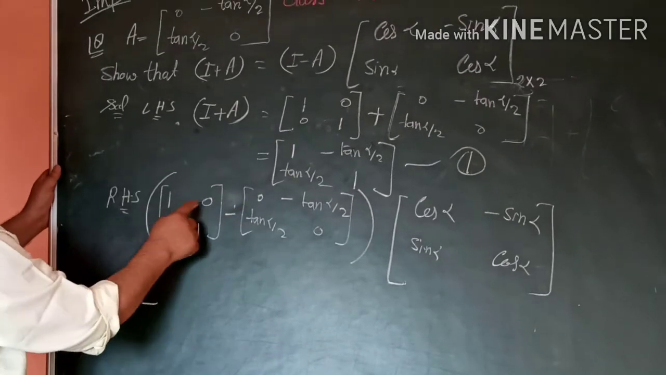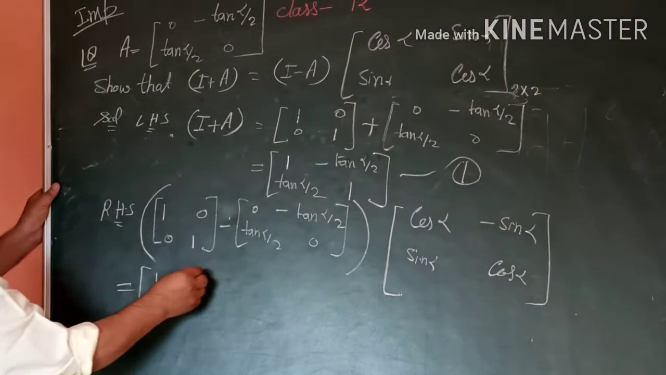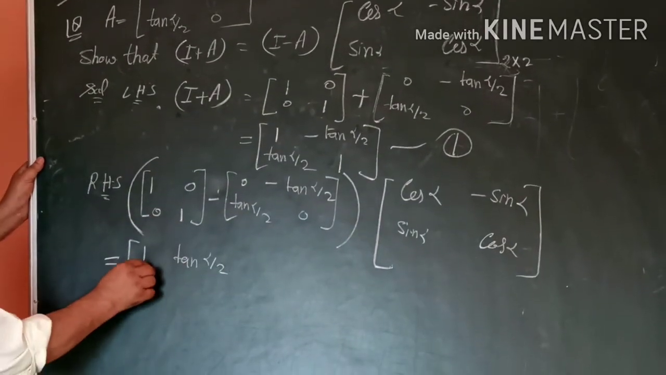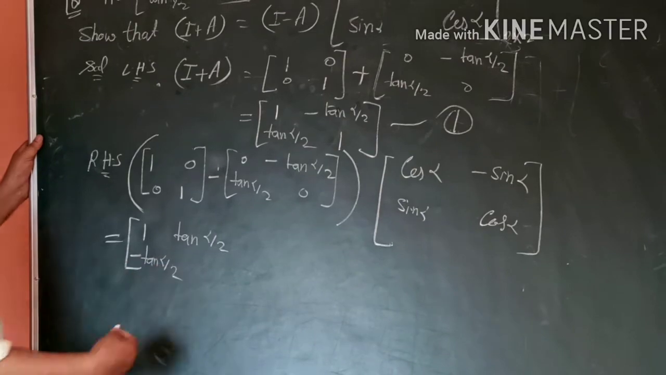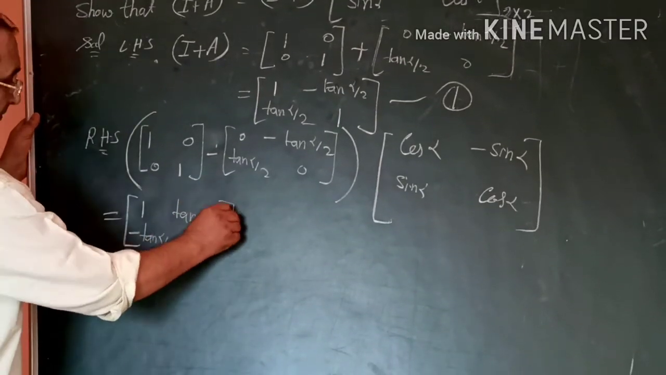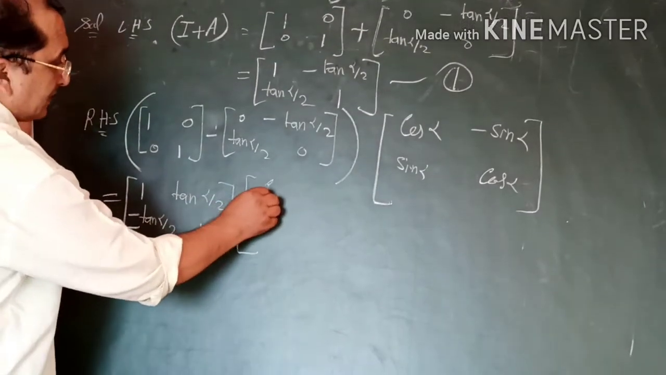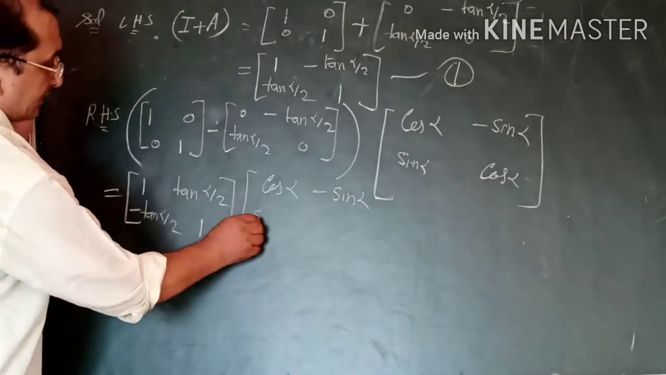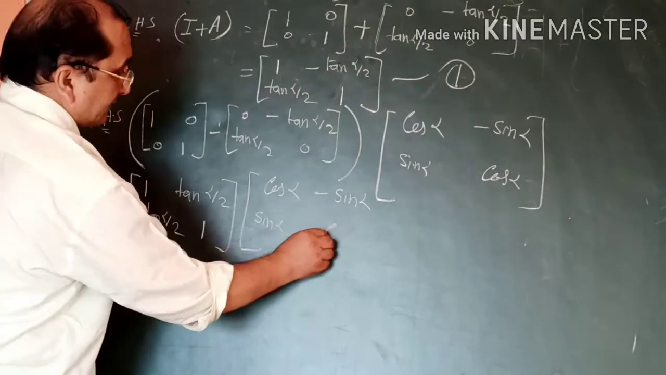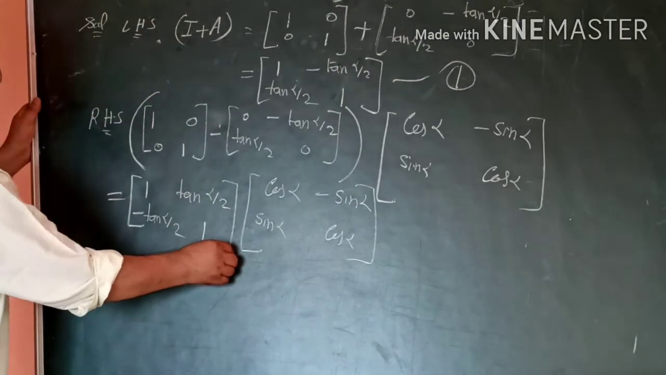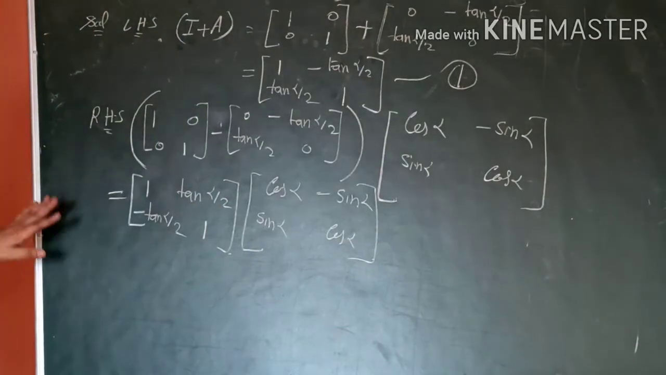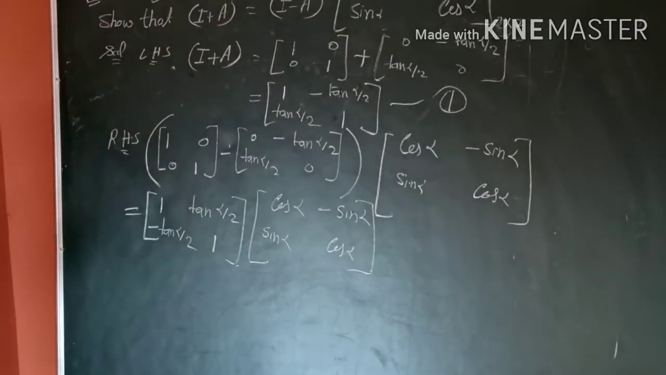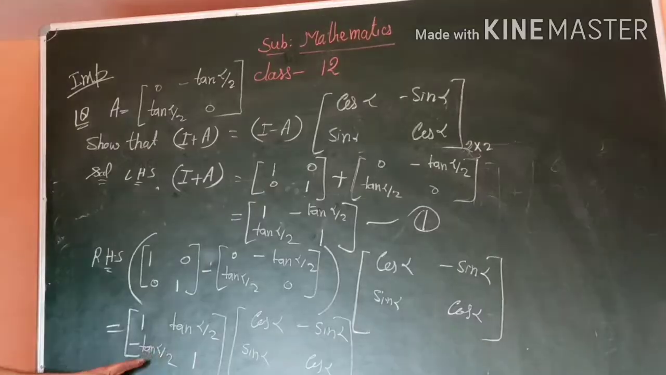1 minus 0 is 1, 0 minus tan(alpha/2) means plus tan(alpha/2) will come, 0 minus tan(alpha/2) means minus tan(alpha/2), and 1 minus 0 means 1 will come. And the next bracket, [cos alpha, minus sin alpha; sin alpha, cos alpha]. This is 2 cross 2, this is also 2 cross 2, and its multiplication is possible. So we have to multiply these things, and after that we have to find the result, just like question number 1.